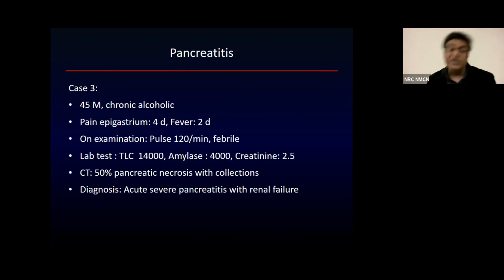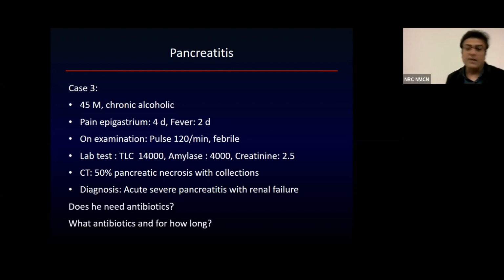So coming to the third, again, very, very important scenario. Again, at least in our ward, maybe around 20 to 30% of the patients are always of pancreatitis. So a 45 male chronic alcoholic, severe pain in the epigastrium for 4 days, fever for 2 days. On examination, a high pulse rate, febrile, high TLC, high creatinine, that is renal failure, CT showing necrosis. So CT ideally should be done after 3 days if required. So 50% pancreatic necrosis with collection. So diagnosis acute severe pancreatitis with renal failure. So does this patient need antibiotics? So this is again day 5 of pancreatitis.